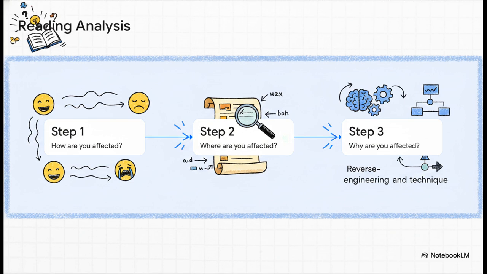Did you laugh, cry, feel totally bored? Step 2, where are you affected? Pinpoint the exact scene, paragraph, or literally the specific word that triggered that feeling. And step 3, why are you affected? You have to reverse engineer the author's technique to understand exactly how they manipulated your emotions.